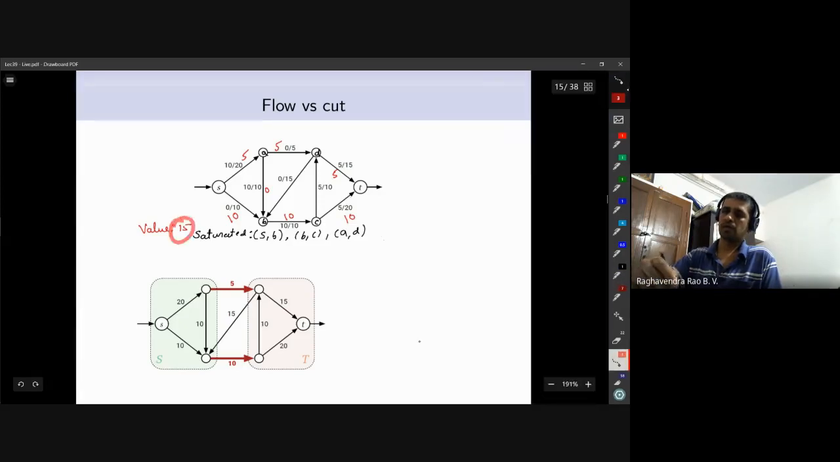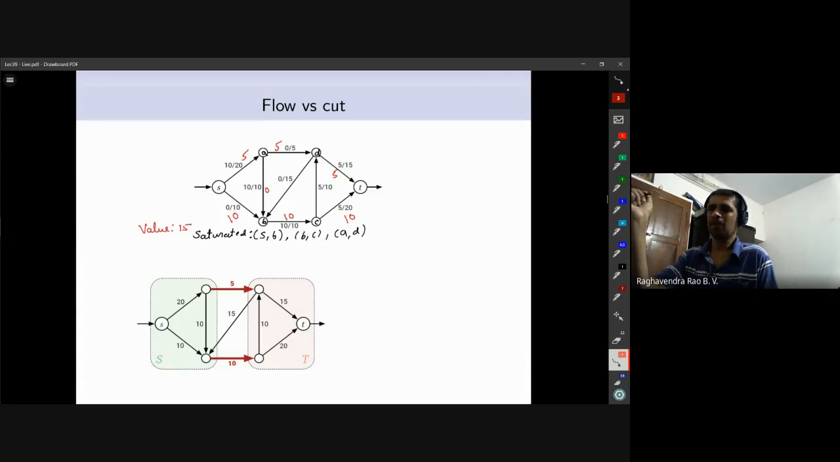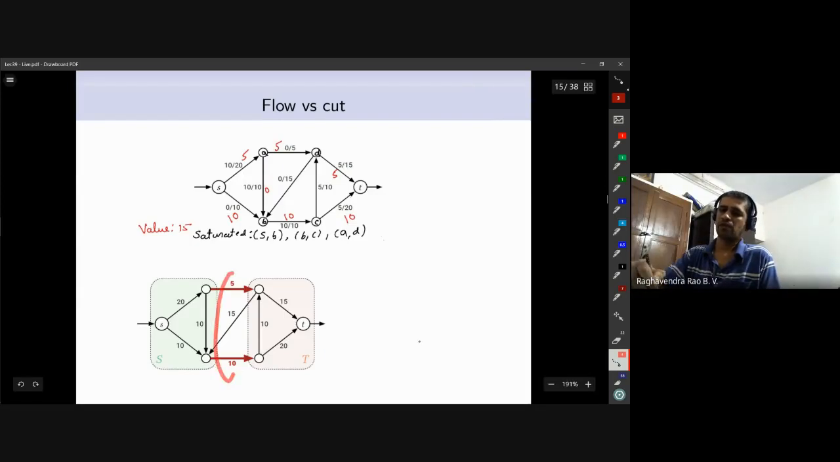Again, I haven't proven to you that this is the max flow. So we'll be doing it soon. We'll be proving this min cut max flow theorem, which basically says the maximum value of flow is the minimum weight of an S2T cut.